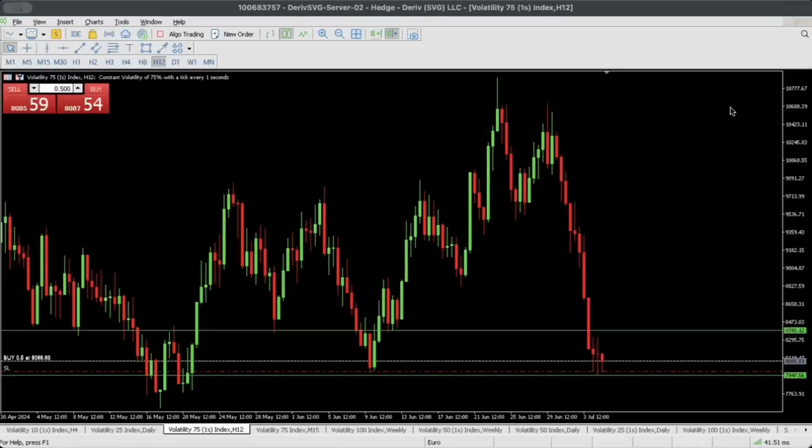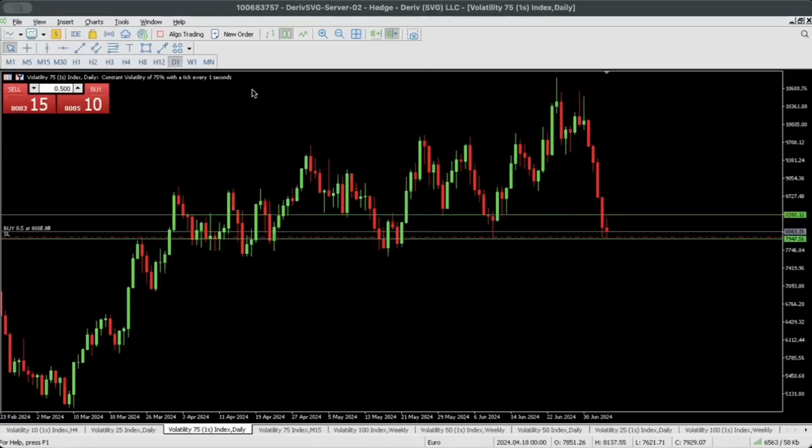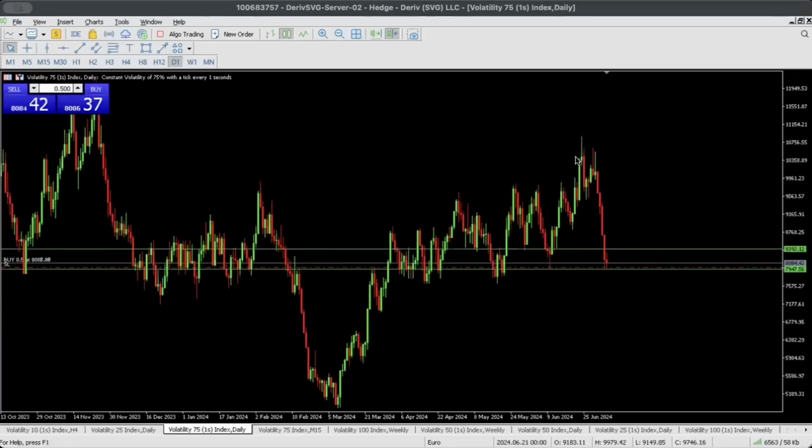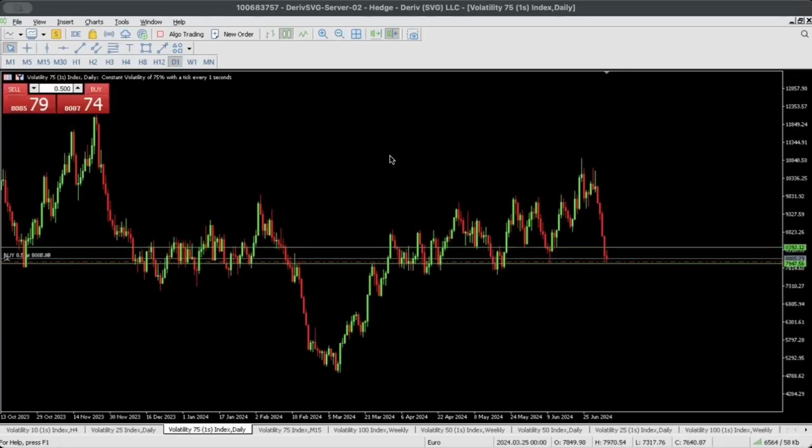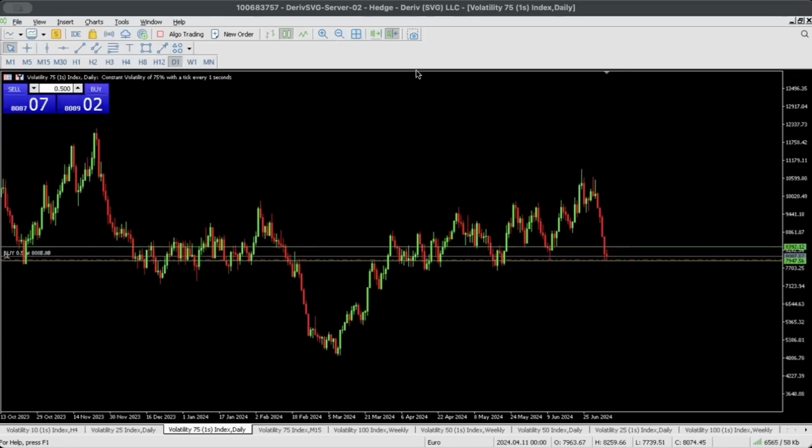The Volatility 75 1S entry. So these two green lines are a key point of interest of ours. It's a zone where we are looking for buys. So this setup was actually sent on the H4 time frame, but the basis of it was something that I saw on the daily.